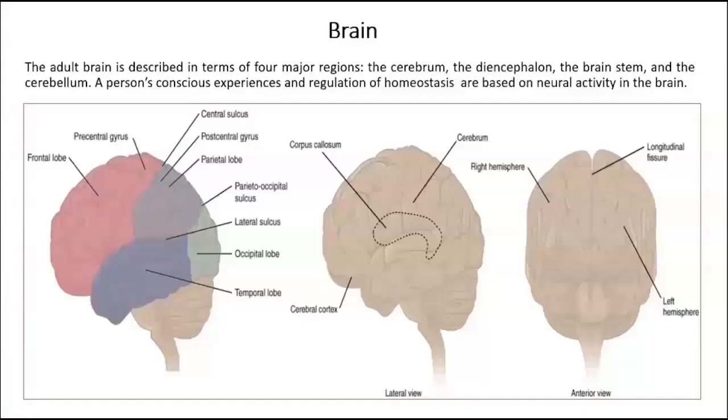Brain. It has elevations and grooves, as you can see right here. This is an elevation. This is a groove. The elevations are called gyri, and the grooves are called sulci. There is a very long groove, which is this one.